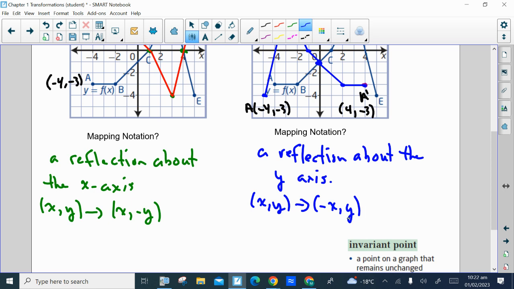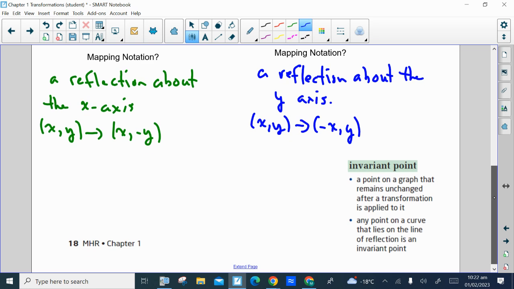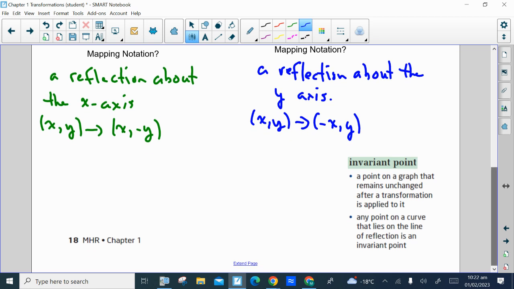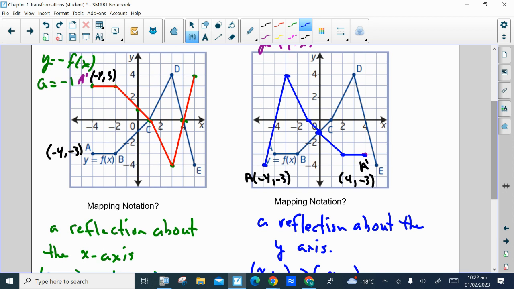And below, again, it defines that invariant point, a point on a graph that remains unchanged after a transformation is applied. Any point on a curve that lies on the line of reflection is an invariant point. In the case of the first graph, we reflected it over the x-axis. Any points that are on the x-axis are invariant. The x-intercepts were invariant. In the second graph, it was reflected over the y-axis, so the y-intercept was invariant. Any points on the line of reflection will be where the invariant points occur. Okay?